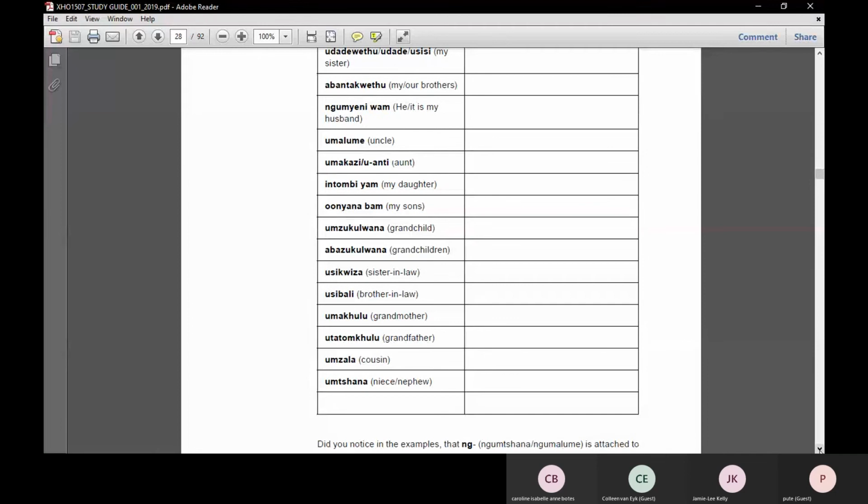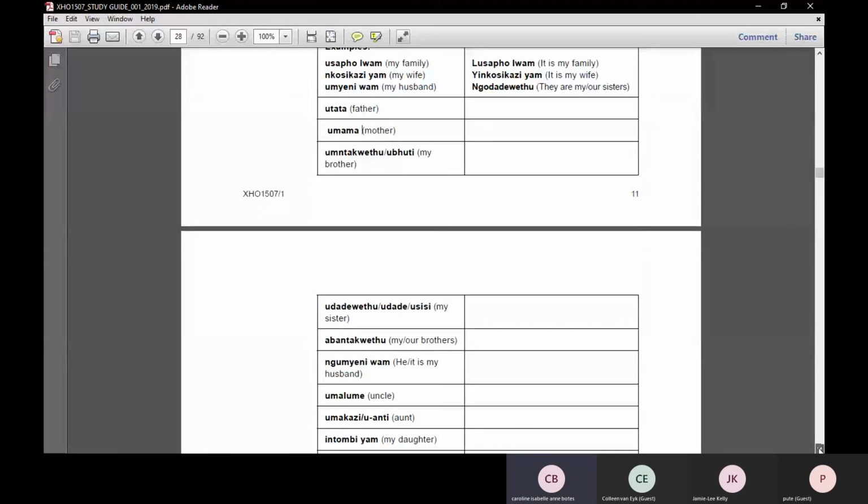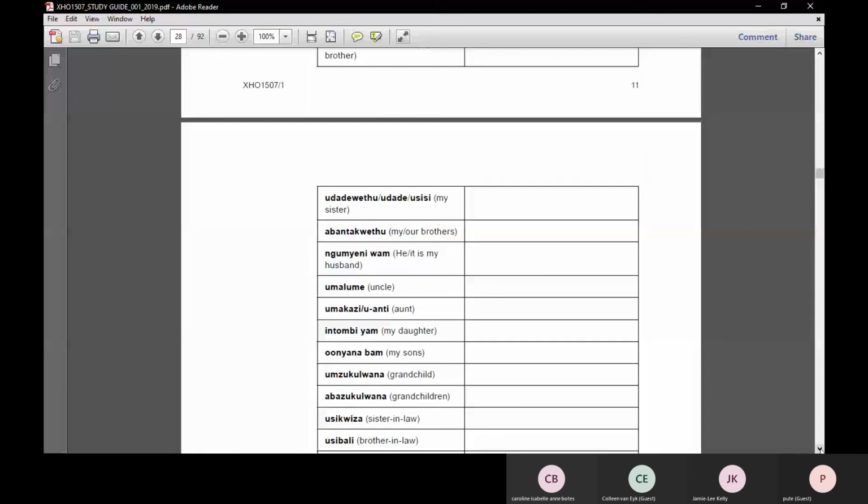Yeah, so it's going to be Ngu Mieniwam, Ngu Malume. Let me do all of them so that you can use the recording. For my husband, it is my husband, because in that column they already have the Ngu. Yes, they made a mistake. They already wrote Ngu Mieniwam. So the correct answer is Ngu Mieniwam. He is my husband. So the first one is Ngutata. The second one is Ngumama. The third one is Ngumntakwetu or Ngubhuti. The following is Ngutade Wetu or Ngutade or Ngusisi.